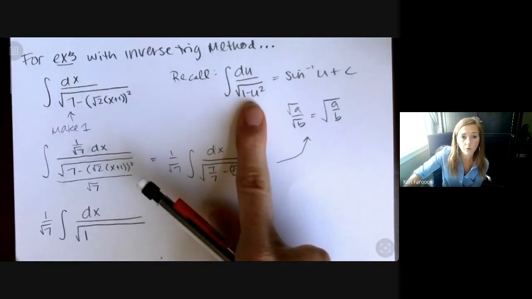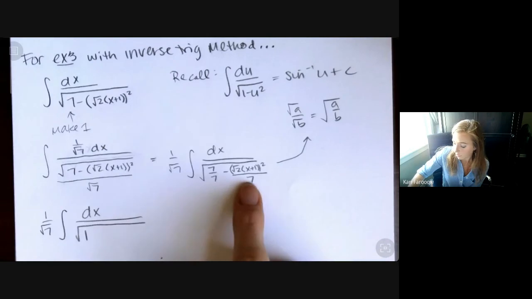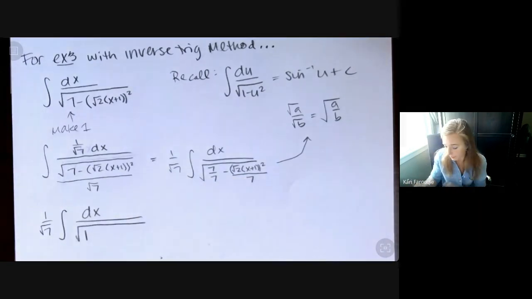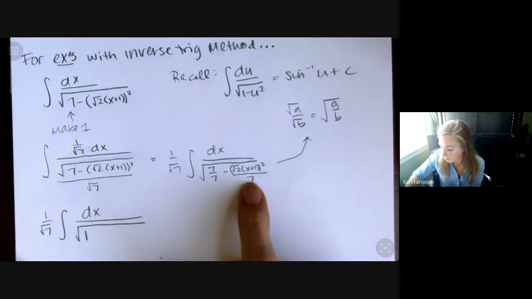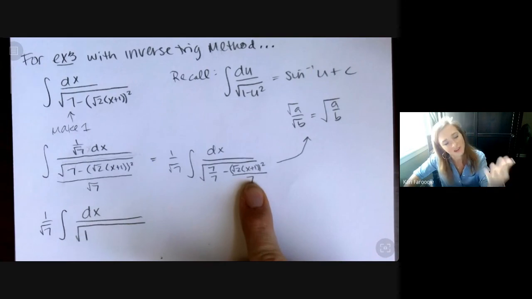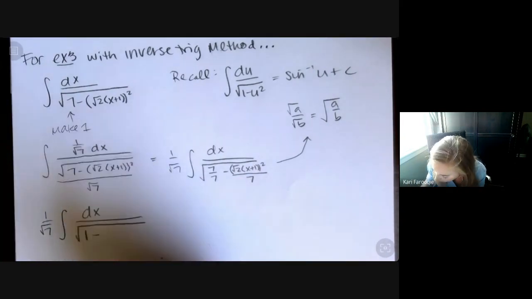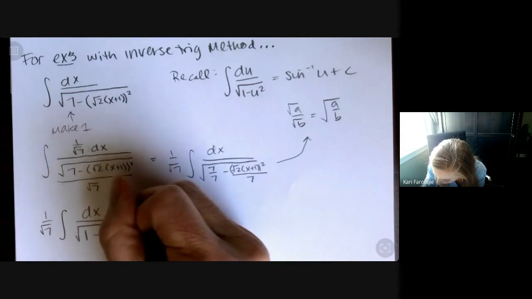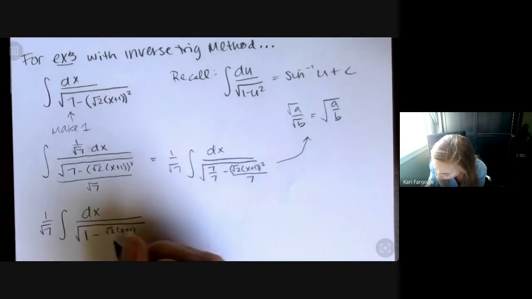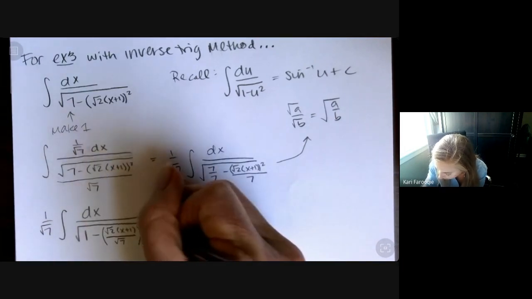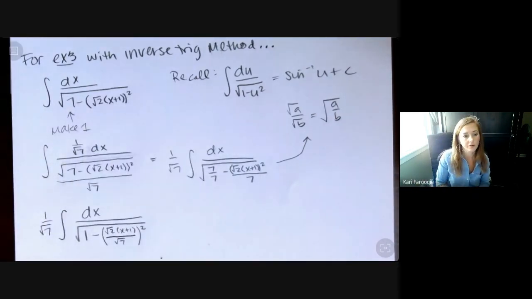And remember, you want 1 minus u squared. So I want to make this a perfect square, the whole thing. If I'm going to do that, I'm going to have to take this and again write it as the square root of 7. So I can take the square root of 7 squared and get that 7 to come back. So I'm going to write this as minus the square root of 2 times x plus 1 divided by the square root of 7, quantity squared.